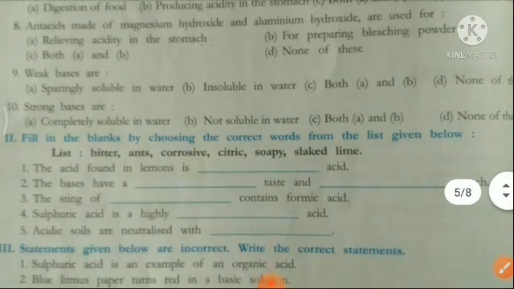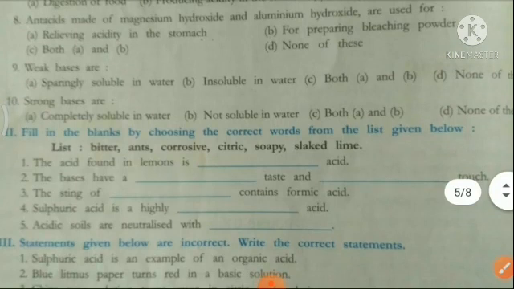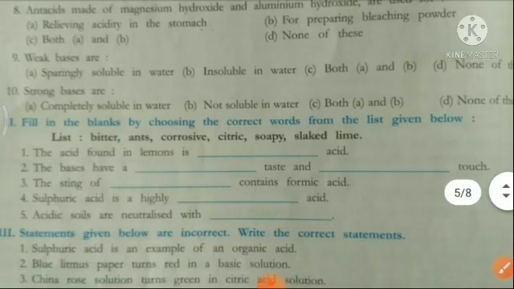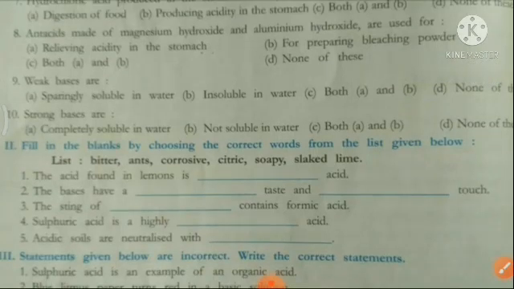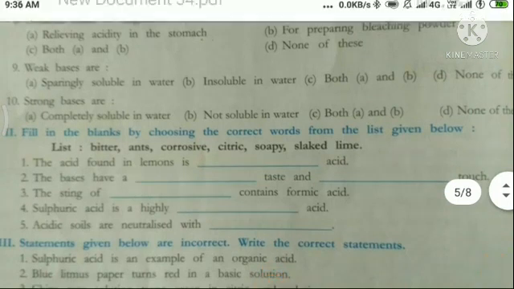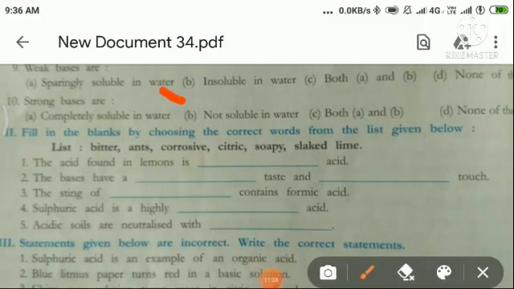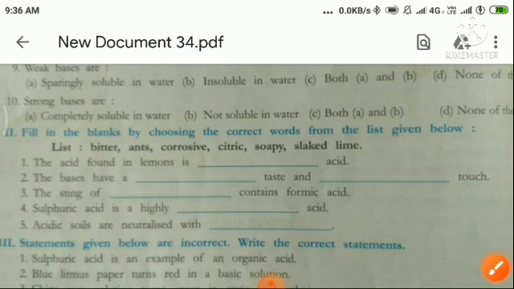Now this one: weak bases are sparingly soluble in water, insoluble in water, both A and B, or none of the above. We know that strong bases, as I discussed earlier in our last video, are generally soluble in water, but weak bases are generally insoluble in water. So the answer is B. And the answer to 10 is: strong bases are generally completely soluble in water. Clear? Here the MCQ part, the multiple choice questions, is over.